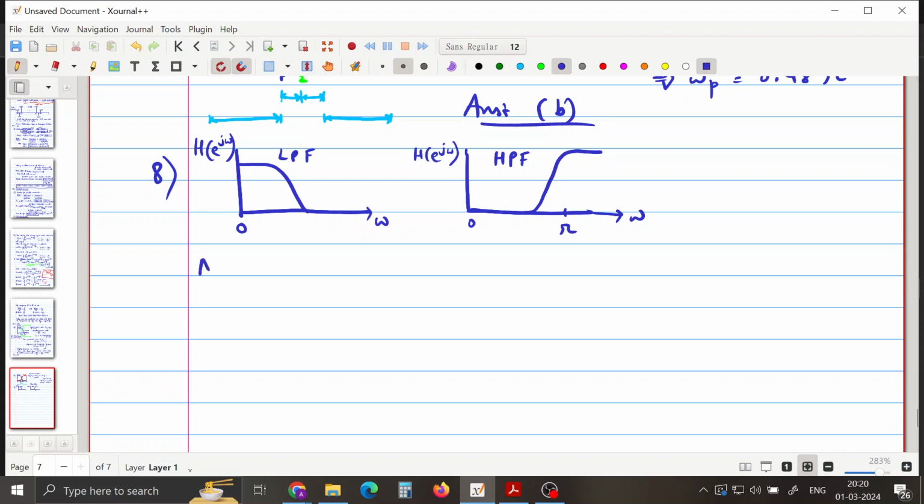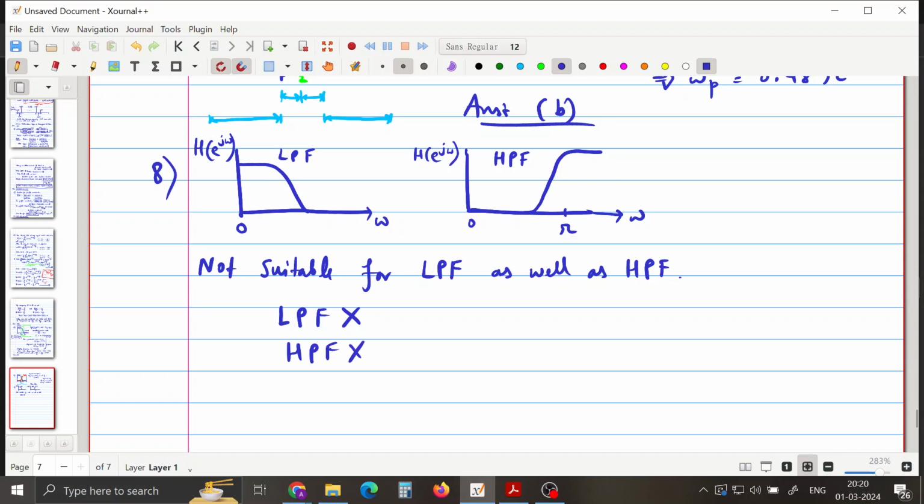So in our question we are asked which of those conditions is not suitable for LPF as well as HPF. It can neither design a low pass filter nor a high pass filter. So essentially LPF can't be designed, HPF can't be designed as well.